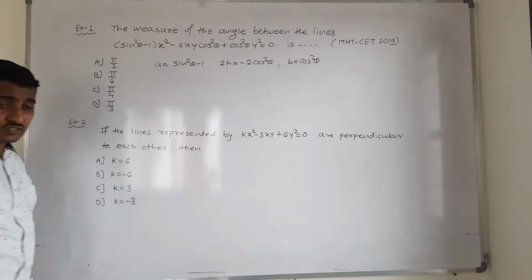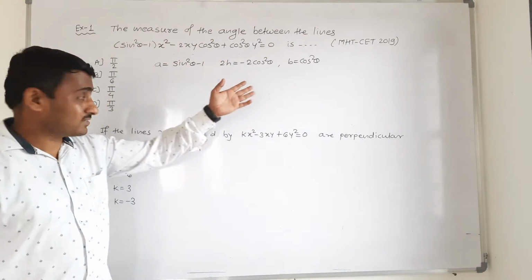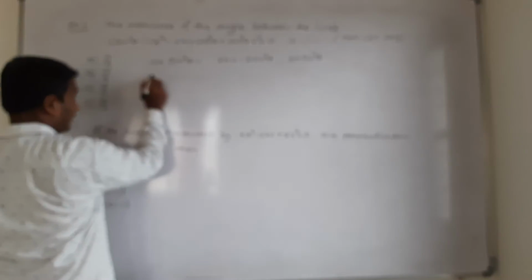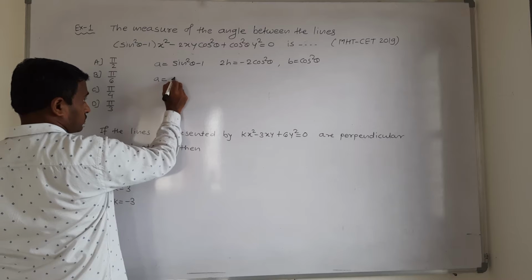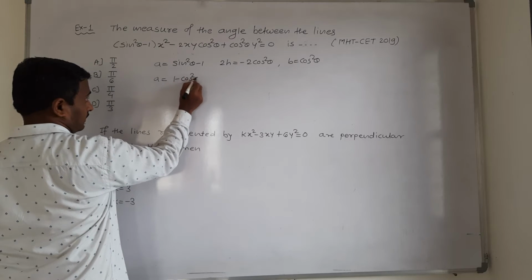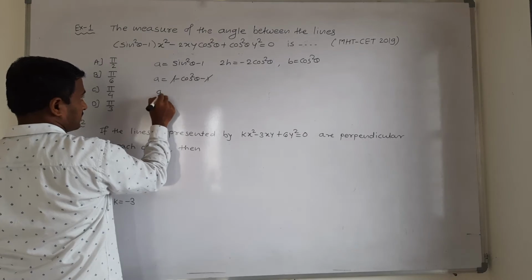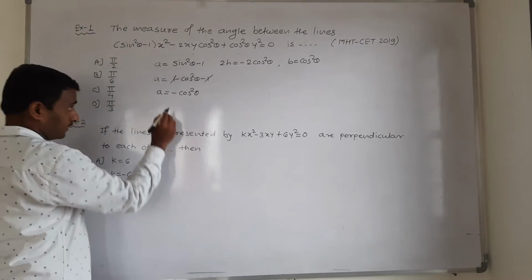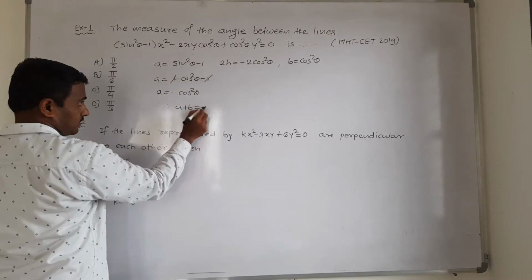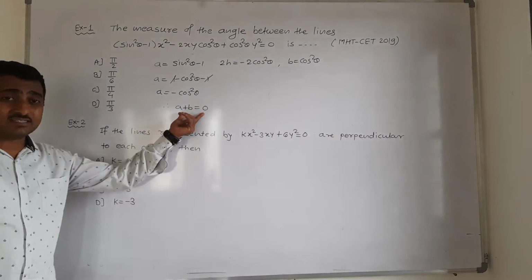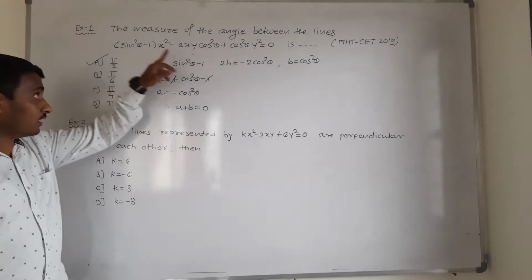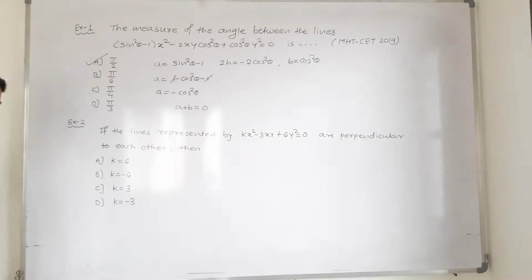Now by observation, we know the two cases: if a + b = 0, then the lines are perpendicular. Write sin²θ as 1 − cos²θ, so 1 − cos²θ − 1, this cancels, that is a = −cos²θ. A = −cos²θ, b = cos²θ, therefore a + b = 0, and a + b = 0 means the lines are perpendicular and the angle is π/2. This observation: if the coefficients of x² and y² add to 0, then the lines are perpendicular.